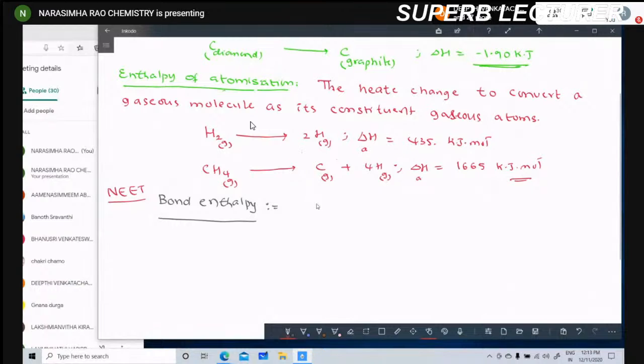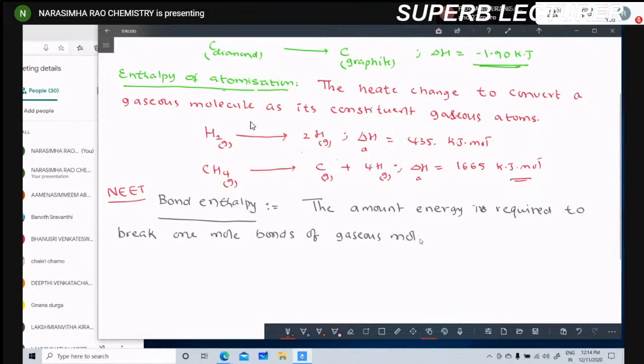Means the amount of energy or the heat change required to break 1 mole of bonds of gaseous molecules is called a bond enthalpy.